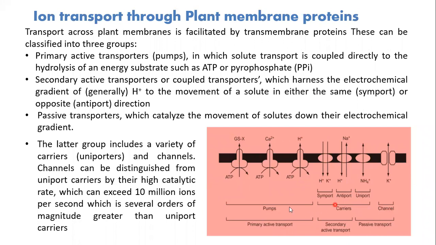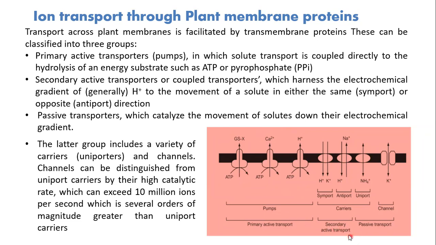So this figure explains very briefly what is primary active transport, what is secondary active transport, and what is passive transport, and how these are related to the proteins or transporters. The primary active transport is mostly in pumps, because these pumps utilize energy in the form of ATP and pump out protons. Mostly this is important for plants, but also for calcium and other ions.